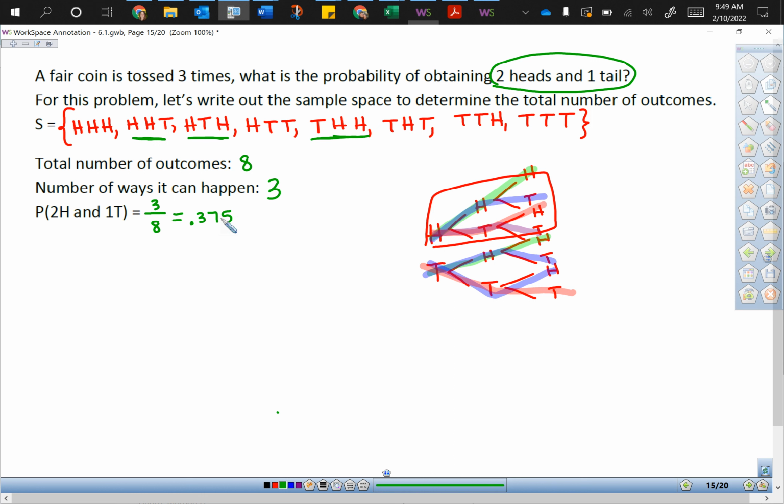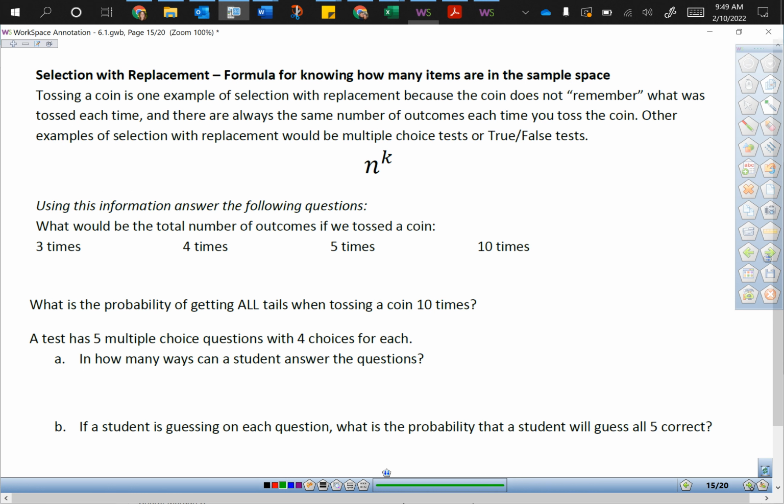Okay. Now, that leads me to our next topic here, selection with replacement. The formula for knowing how many items are in the sample space. So tossing a coin is one example of selection with replacement because the coin does not remember what was tossed each time. If you toss a heads the first time, that's not going to impact your second toss. There are always the same number of outcomes each time you toss the coin. Other examples of selection with replacement would be multiple choice tests or true or false tests, because when you choose an answer, it doesn't take away from the possibilities, okay?